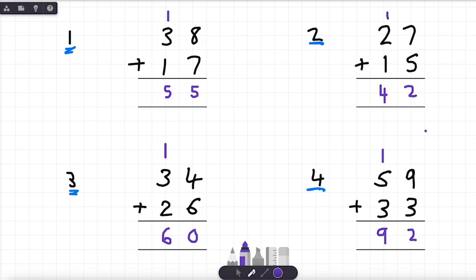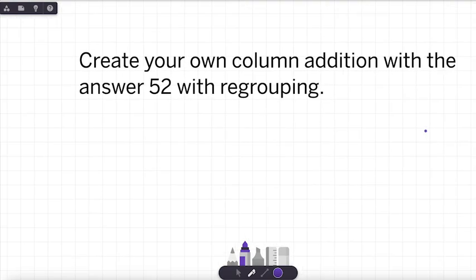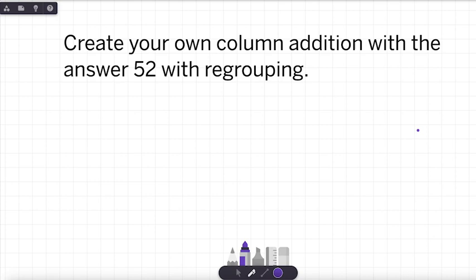And as a final challenge, why don't you have a go at creating your own column addition with the answer 52, but you've got to use regrouping as well, and post it in the comments below.